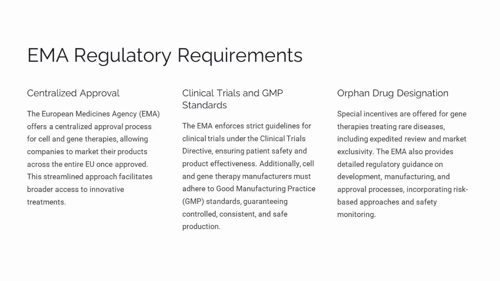The European Medicines Agency, EMA, offers a centralized approval process for cell and gene therapies, allowing manufacturers to market their products across the entire EU once approved. This streamlined approach reduces barriers to innovative treatments. The EMA enforces strict guidelines for clinical trials under the Clinical Trials Directive, ensuring patient safety and product effectiveness. Additionally, cell and gene therapy manufacturers must adhere to good manufacturing practice standards, guaranteeing controlled, consistent, and safe production. Special incentives are offered for gene therapies treating rare diseases, including expedited review and market exclusivity.